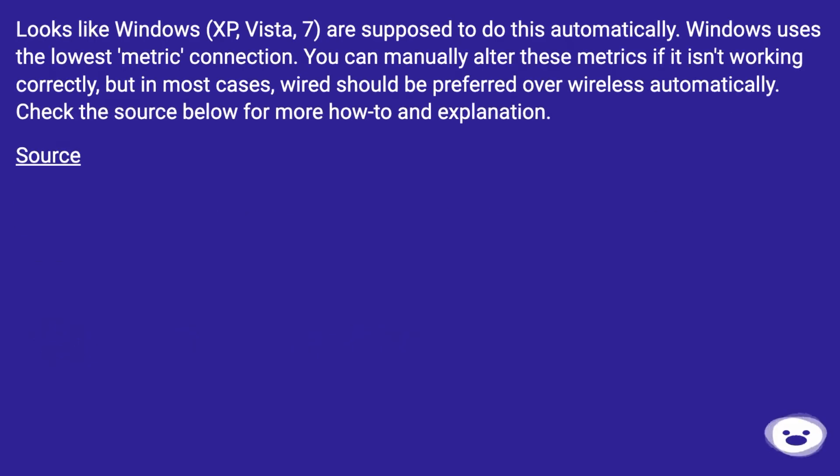Looks like Windows XP, Vista, 7 are supposed to do this automatically. Windows uses the lowest metric connection. You can manually alter these metrics if it isn't working correctly, but in most cases, wired should be preferred over wireless automatically. Check the source below for more how-to and explanation. Source.